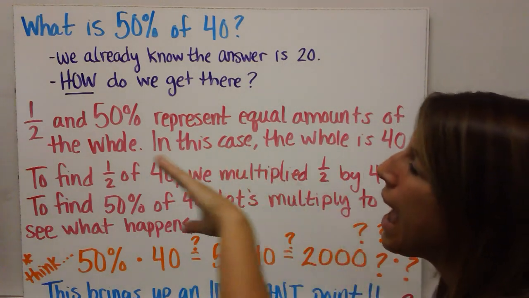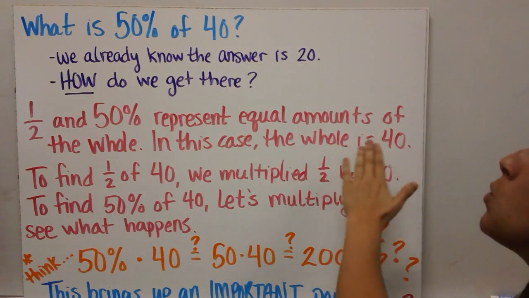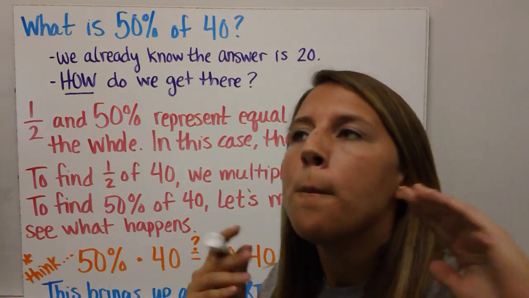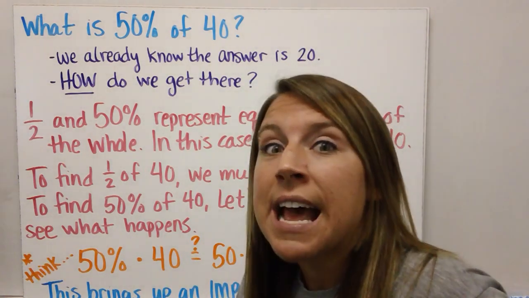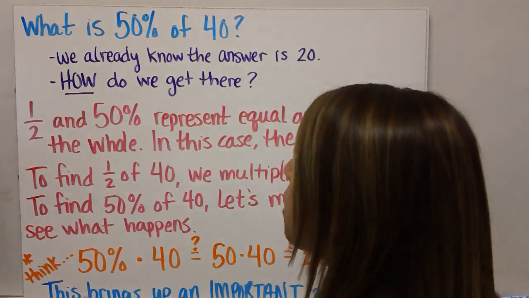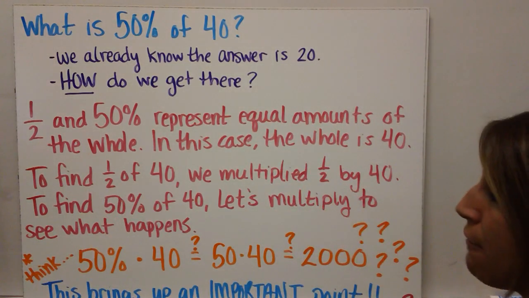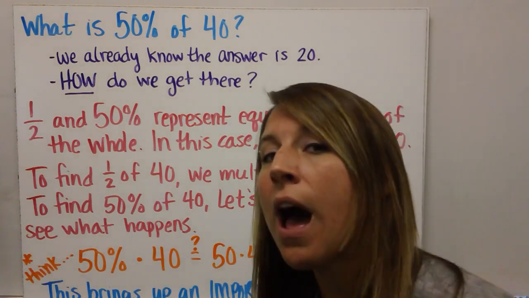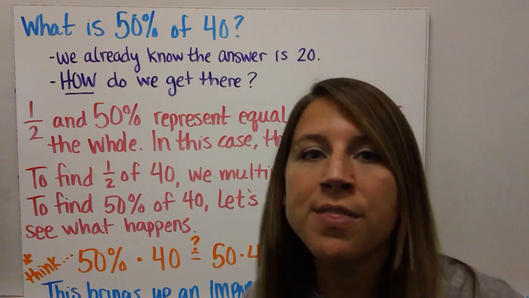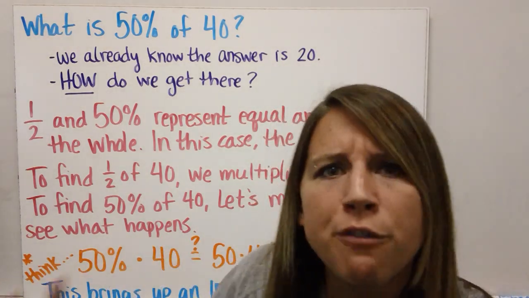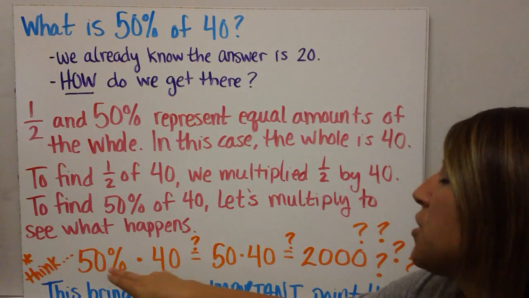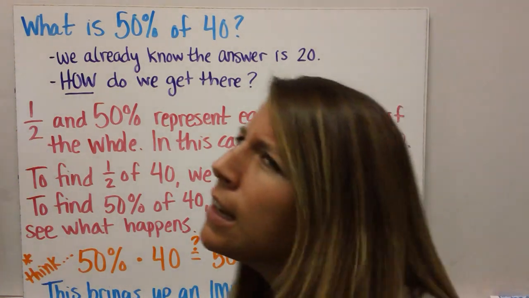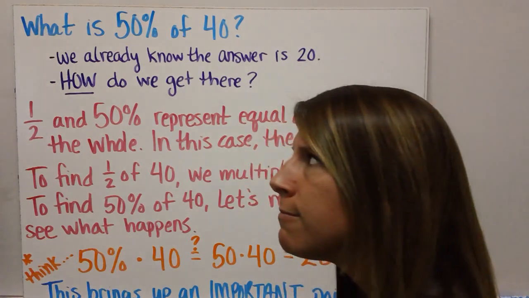I've already said 1/2 and 50% represent equal amounts of the whole. And in this case, the whole is 40. We're trying to find the percent of 40. What is that amount? To find half of 40, we multiplied 1/2 by 40. So to find 50% of 40, we're going to multiply as well. We've never done this before, so let's find 50% of 40. I'm just going to multiply 50 by 40. That's 2,000. Not exactly 20, is it?